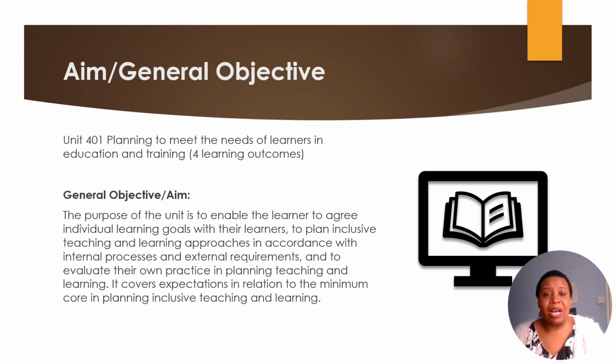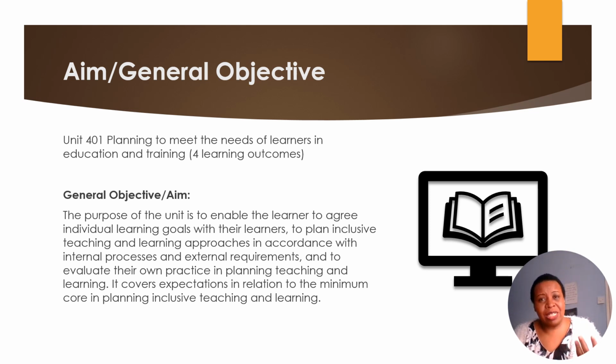Now, moving on, the general aim of Unit 401 is, like I've said, planning to meet the needs of the learner in education and training, and it has 4 learning outcomes. The main purpose of this unit is to enable you as a tutor, facilitator, assessor to agree individual learning plans with your learners, or participants. And then you need to be able to plan inclusive teaching and training programs, or rather, you need to use those approaches that will meet the learner need inclusively.